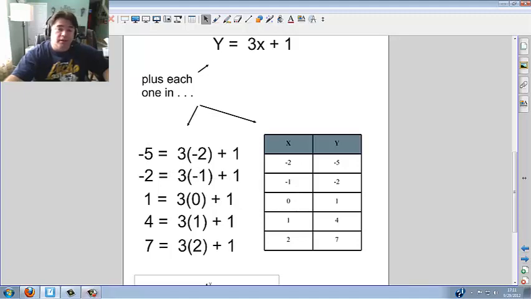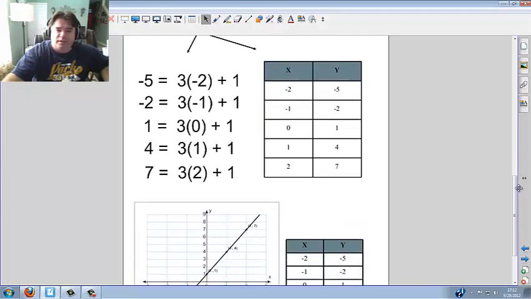0 times 3 is 0, plus 1 is 1. 3 times 1 is 3, plus 1 is 4. And 2 times 3 is 6, plus 1 is 7. So you see they all fit. They all form a straight line.